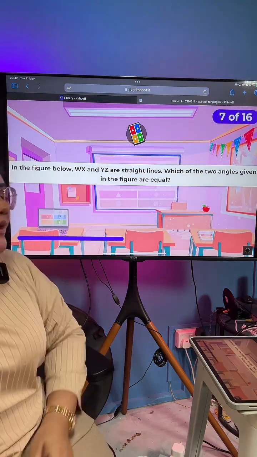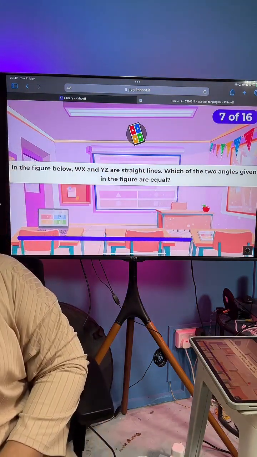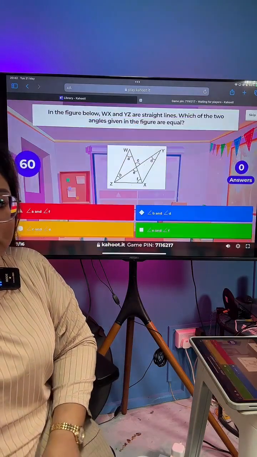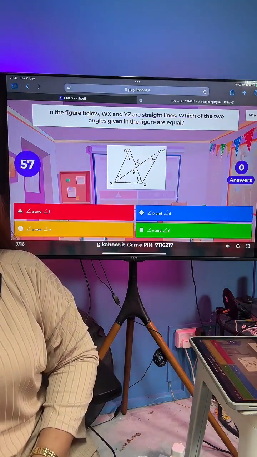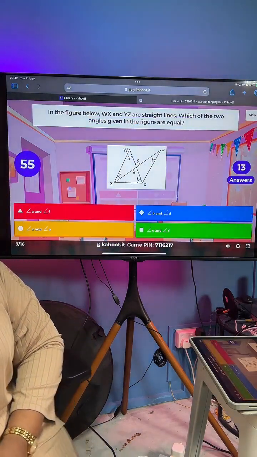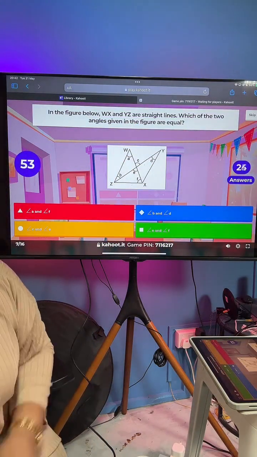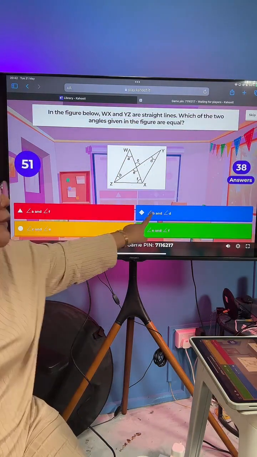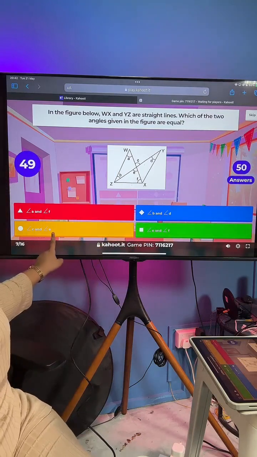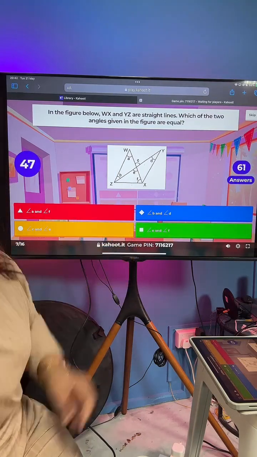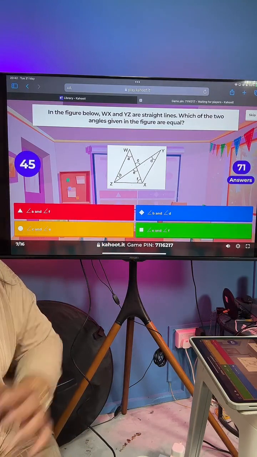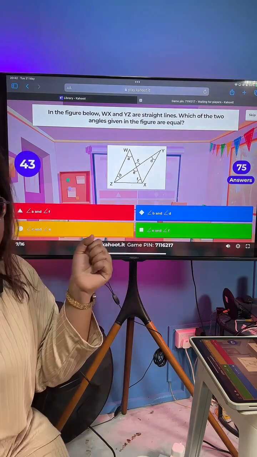In the figure, WX and YZ are straight lines. Which of the two angles given are equal? Equal angles. If you can't see, the options are A and F, B and D, C and E, E and F. Okay? You should be able to see on your own phones as well.